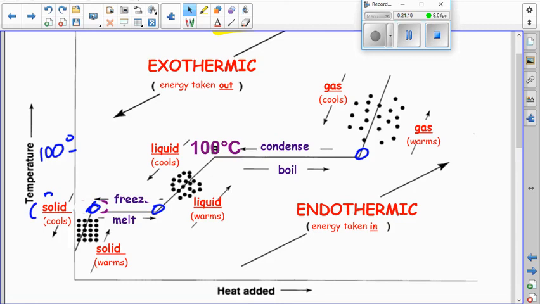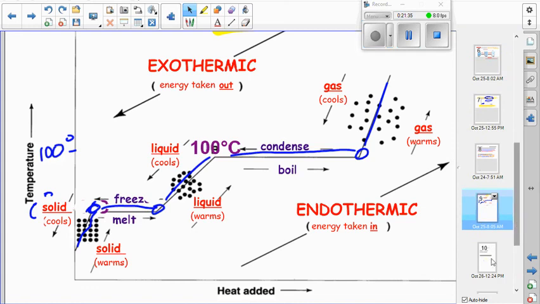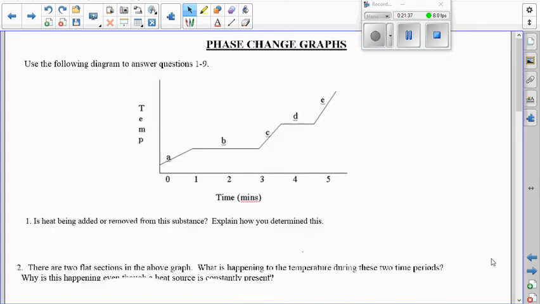So in summary, there are 5 main sections of the phase change graph: 1, 2, 3, 4, and 5. You have 3 slopes, 1, 2, 3, whether you're going up or down, and you have 2 flat parts, 1 and 2. Those are the 5 different parts of the graph. Now that brings us to this right here. You'll notice that this has the 5 parts, but they're not labeled perfectly. They just have A, B, C, D, and E.